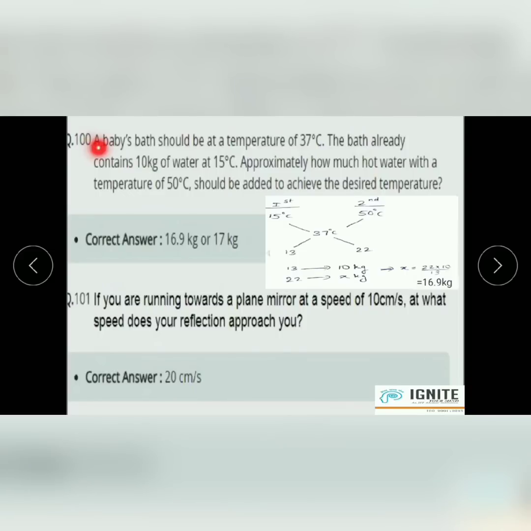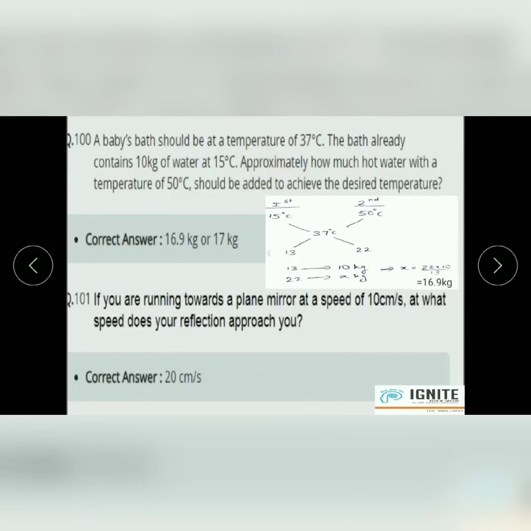Next question, question number 100. A baby's bath should be at a temperature of 37 degrees Celsius. The bath already contains 10 kg of water at 15 degrees Celsius. Approximately how much hot water with a temperature of 50 degrees Celsius should be added to achieve the desired temperature? This is a question from mixture and alligation.